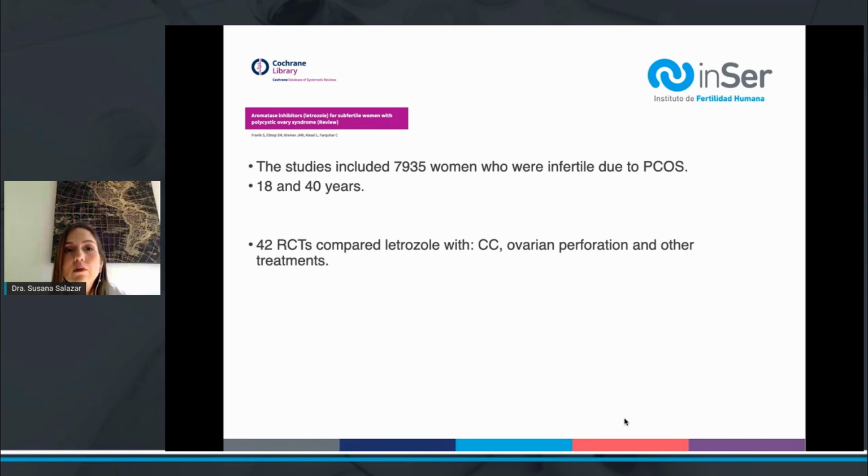All RCTs of aromatase inhibitors used alone or with other medical therapies for ovarian induction in women of reproductive age with PCOS were included. The studies include 7,935 women who were infertile due to PCOS. The age was from 18 to 40 years, and there were 42 RCTs that compared letrozole with clomiphene, ovarian drilling, and other treatments.